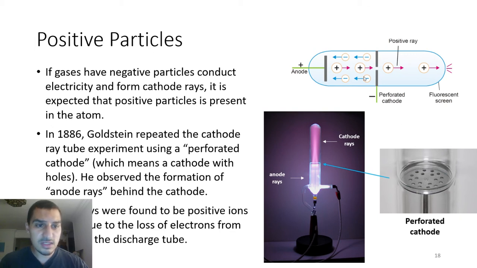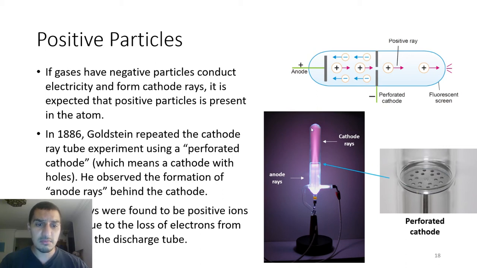In this schematic we'll see that when the voltage is turned on, the electrons will be kicked out of the atoms and migrate to the positive anode. And here we'll have the positive ions, which are the ions after losing the electrons. These positive ions would go the other way. They are repelled by the positive pole and go to the other side through the holes in the cathode.